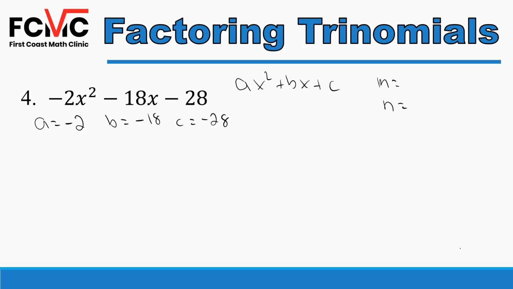Now again, these are all even values, so we could divide by negative 2 if you want to make this a little bit easier. But just to show you the math behind this, I'm going to keep them as they are. And we're going to include the signs, so I'm going to keep the negative 2 for A, B is negative 18, and C is the negative 28. All right, so let's find our M and N values.